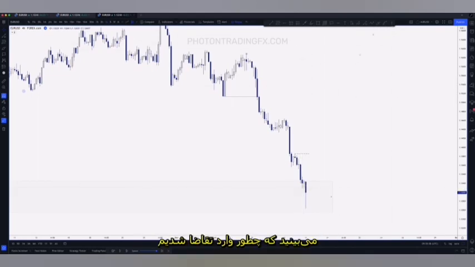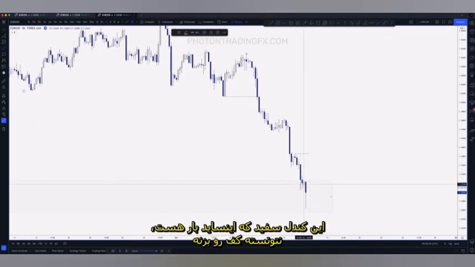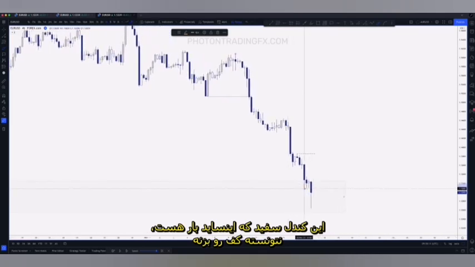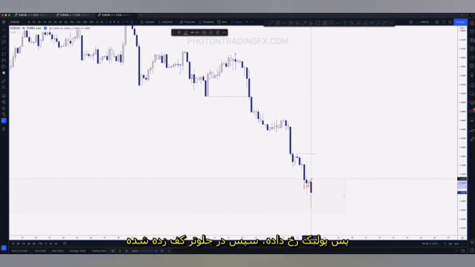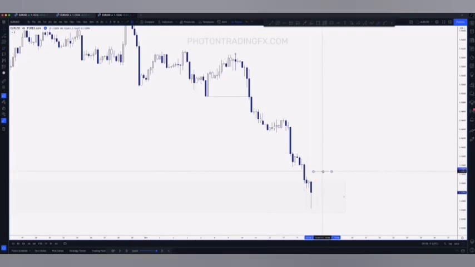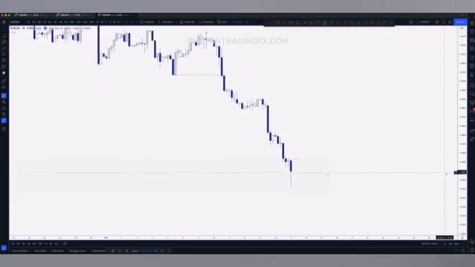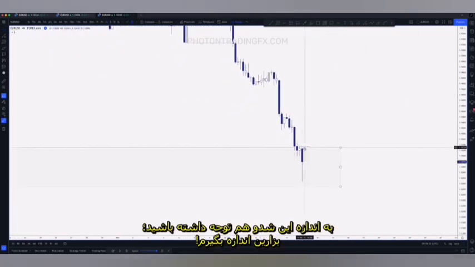So you see how we came into demand. This white candle is an inside bar. It failed to take out that low. So we've had a pullback and then we've taken that low there. So this becomes my new change of character line. Right, there we go.